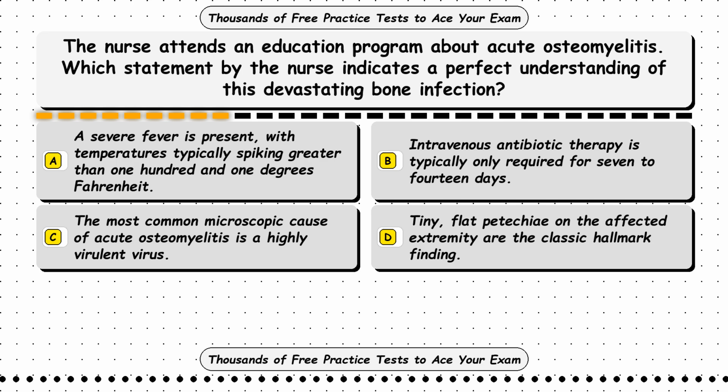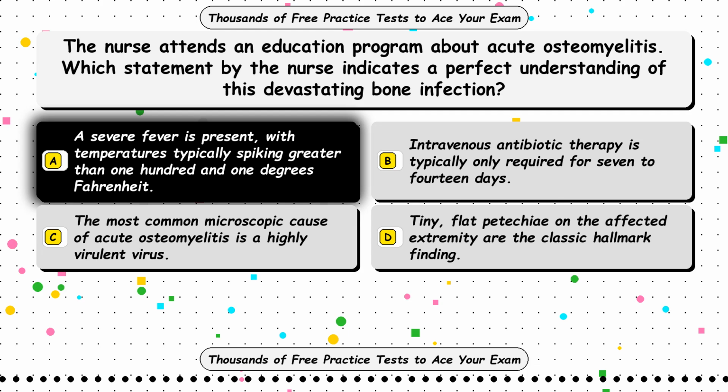Option A. A severe fever is present, with temperatures typically spiking greater than 101 degrees Fahrenheit. Option B. Intravenous antibiotic therapy is typically only required for 7 to 14 days. Option C. The most common microscopic cause of acute osteomyelitis is a highly virulent virus. Option D. Tiny, flat petechiae on the affected extremity are the classic hallmark finding.